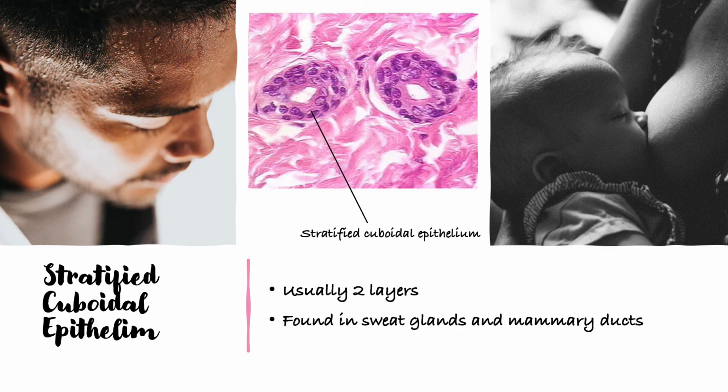The next one is the stratified cuboidal epithelium. The stratified cuboidal, they're not very common. They're usually 2 layers, unlike squamous. We're not going to have like 20 layers of that. And like I said, again, you're seeing the circular pattern. We usually find stratified cuboidal epithelium in sweat glands. We find them in mammary ducts, in the breast. So those are the two major places we're going to find stratified cuboidal epithelium.